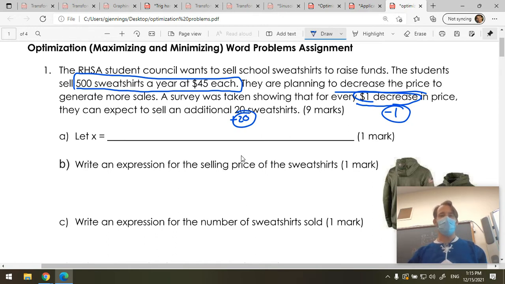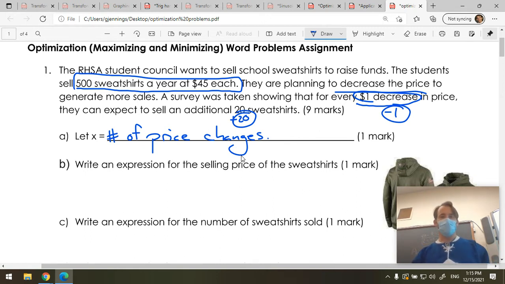So let's let x equal, the trick that I showed you during the lecture was let x equal the number of times you change the price. It's not the only way to set these types of problems up, but it's the easiest way. Let x equal the number of price changes. Notice that x will change both the number that they sell and the amount they make per sale.